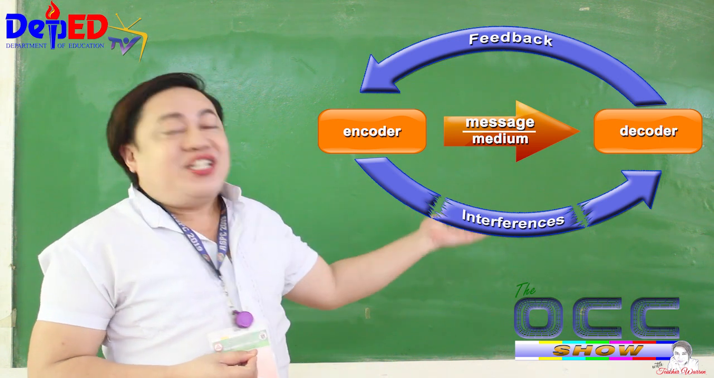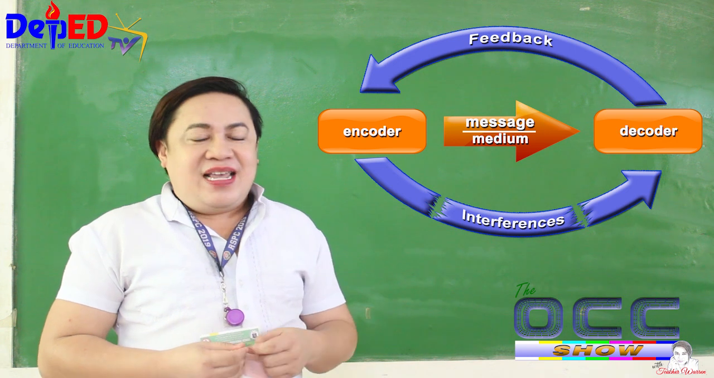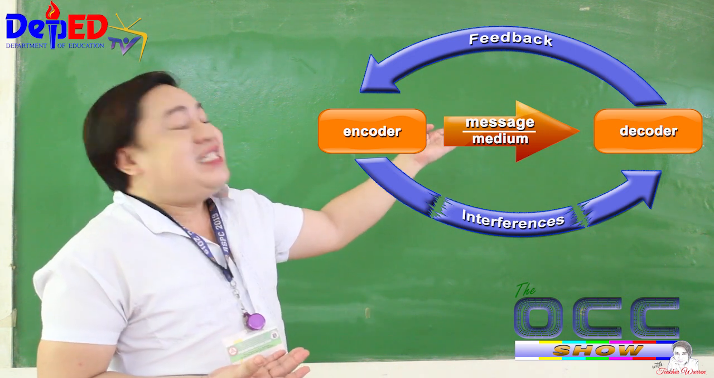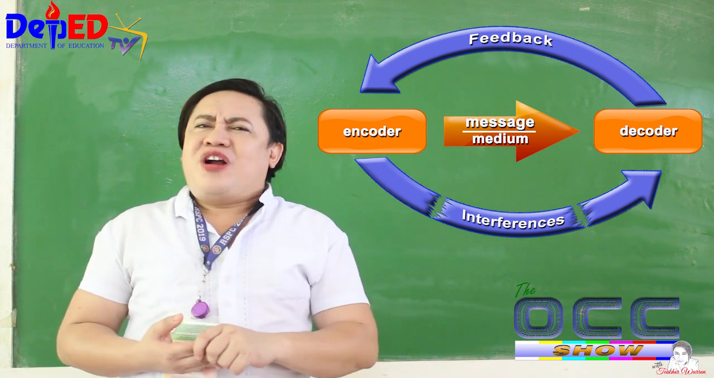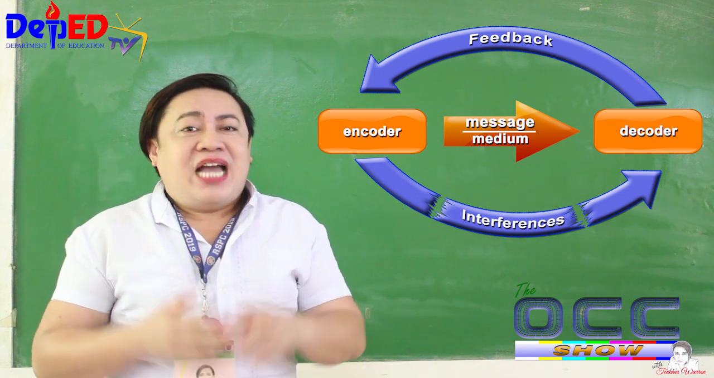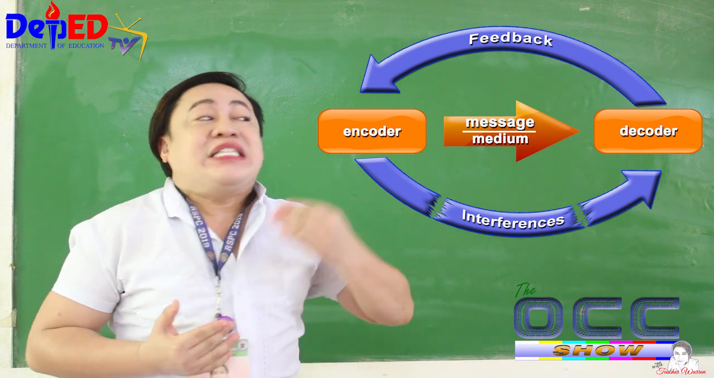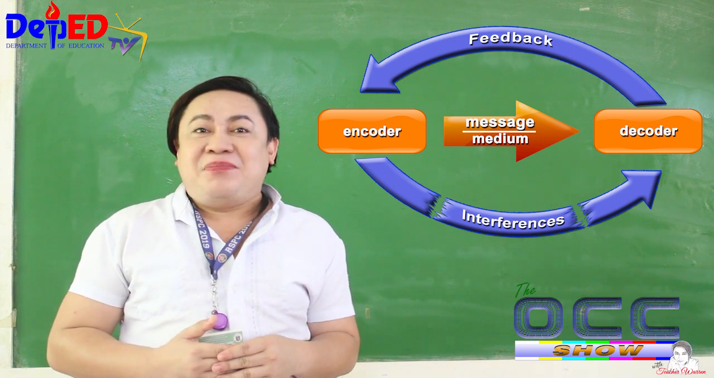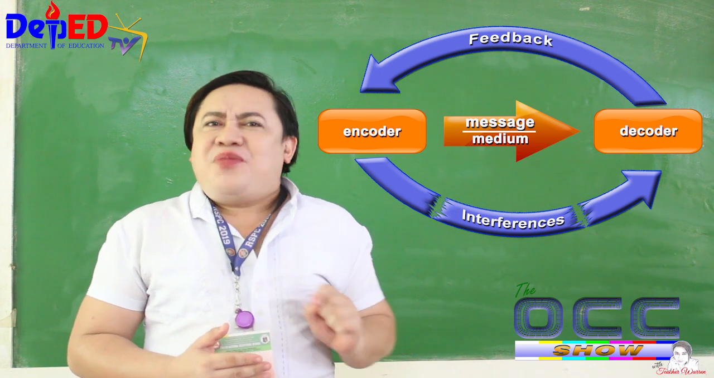And then when the message will reach the receiver or the audience, decoding happens. And when decoding is successful, right there, the decoder then is capable of giving feedback. Feedbacks come in a form of a suggestion, reaction, or reply to a question. And if those feedbacks are relevant and significant with respect to the message of the encoder, then we can say that communication is complete.